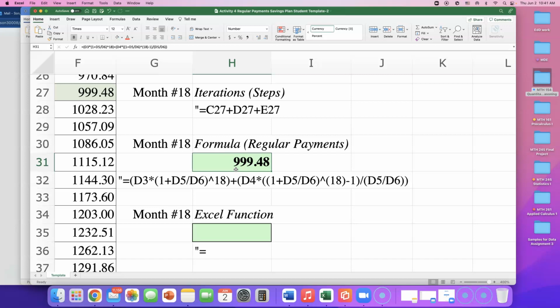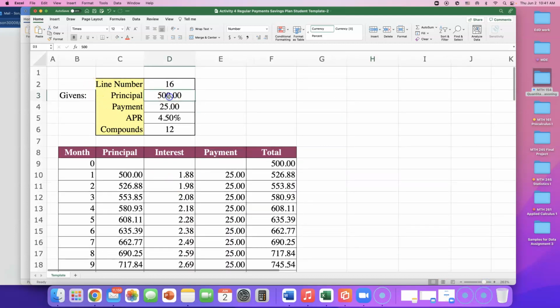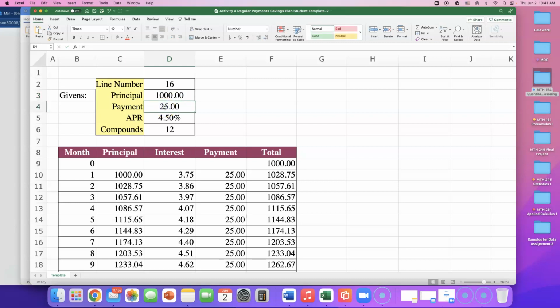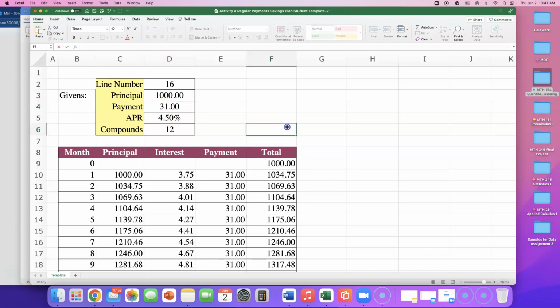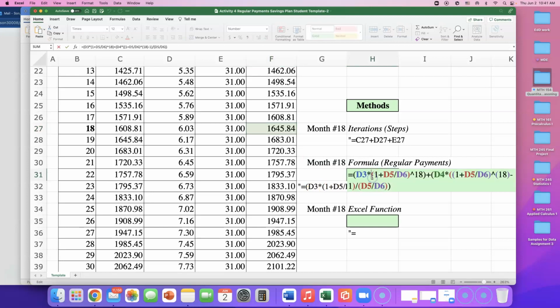Because look, if I change this to my regular number, I forgot my regular number, but let's say Sue changes the principal to $1,000 and the payment amount to $31, okay? The number that pops up, 1645.84, definitely matches the amount that I have in F27. So I wanted you to have that too, okay? That's why I insisted on using cell referencing for this formula method.